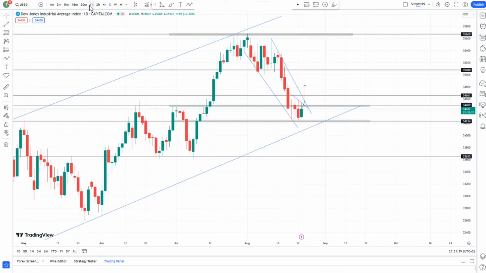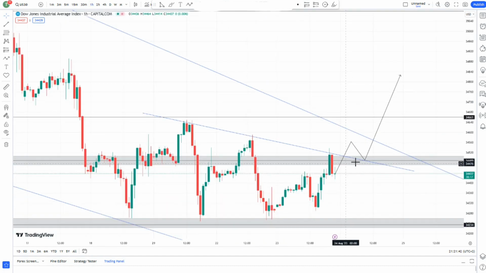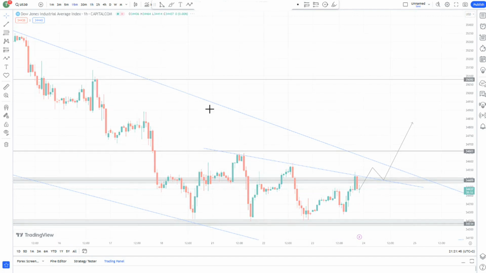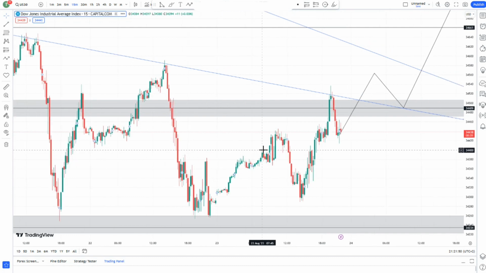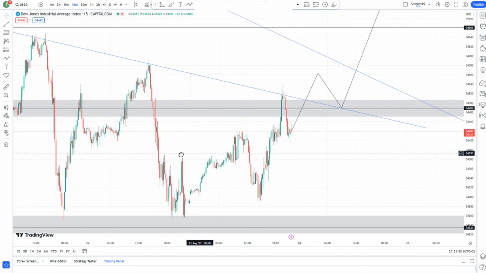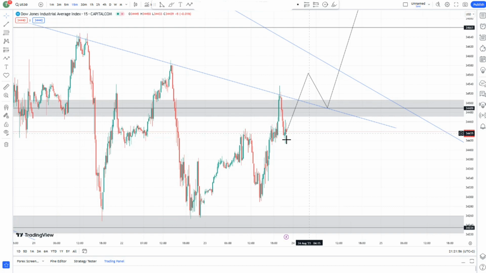So let's go down to the 1 hour time frame. Let me just go to the 15-minute time frame. Yeah, I think that's really it on US30. But for now, I'd really be looking for sells here because price is still below this resistance level and also this resisting trend line.